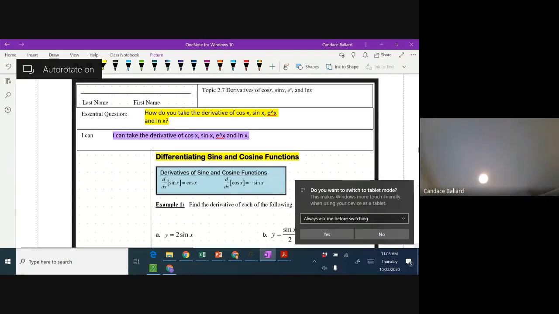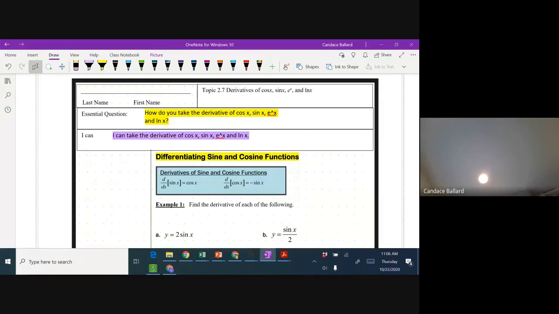So we are going to do differentiating sine, cosine, e to the x, and natural log of x. This is, it's very, very basic today.